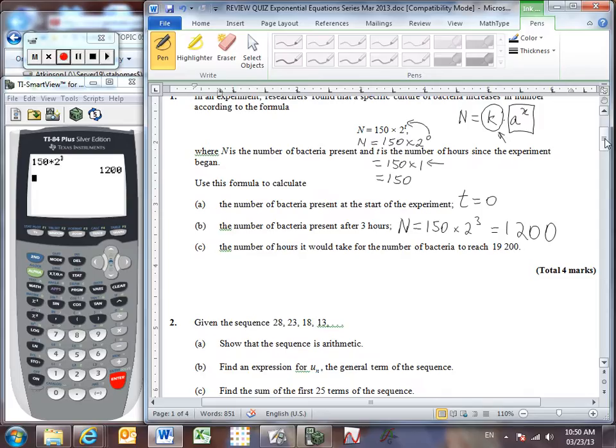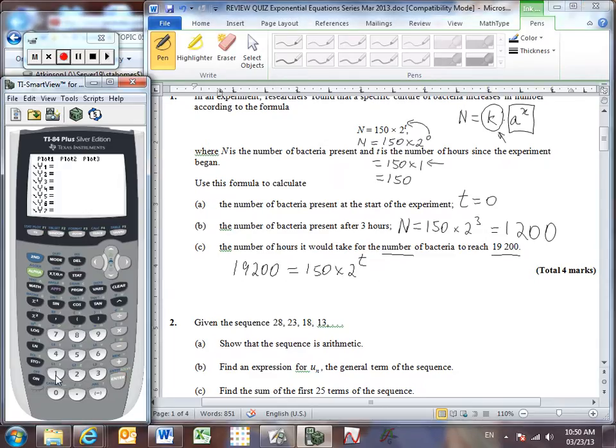And part C, the number of hours it would take for the number of bacteria to reach 19,200. So now they've given us the number of bacteria. So let's substitute 19,200 in for n. And we're trying to figure out what t is, the number of hours, so we have to leave t as the variable. Now a good way to solve this, let's just think about what would be the right calculator method. Is it possible to have a fractional or decimal number of hours? Sure, it's possible it would take 5½ hours, and so a table is not the best approach here. Let's instead use a graph.